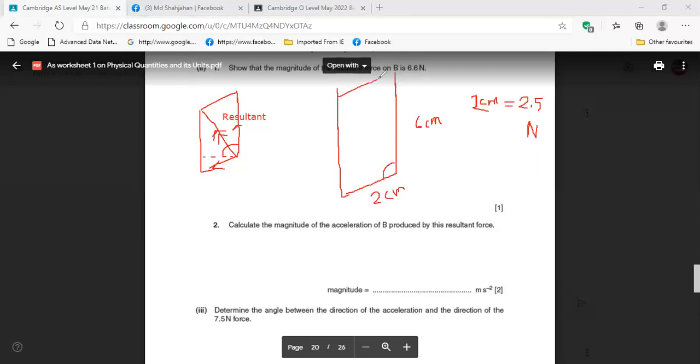Okay, so here is the parallelogram. Now our resultant is this one. So you check out what is the length of this resultant. Navid, check out what is the length of this one. How many centimeter is this one? If it is 120 degree, and it is 2 centimeter and it is 6 centimeter, then what is the length of it?